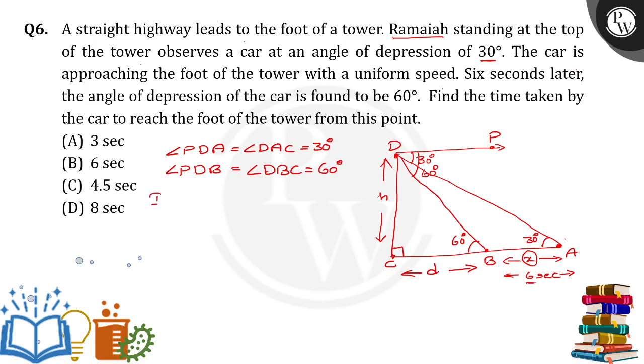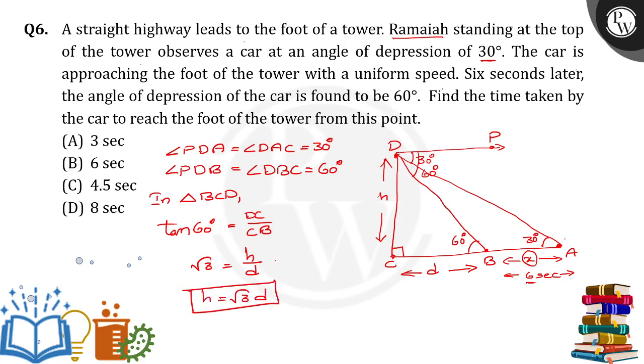First of all, in triangle BCD, if I apply the relation, tan 60 is equal to how much? Opposite side DC by adjacent side CB. So tan 60 is root 3. Root 3 is equal to DC by CB, which is nothing but H by D. So from this we can form H is equal to root 3 into D. Take it as equation number 1.